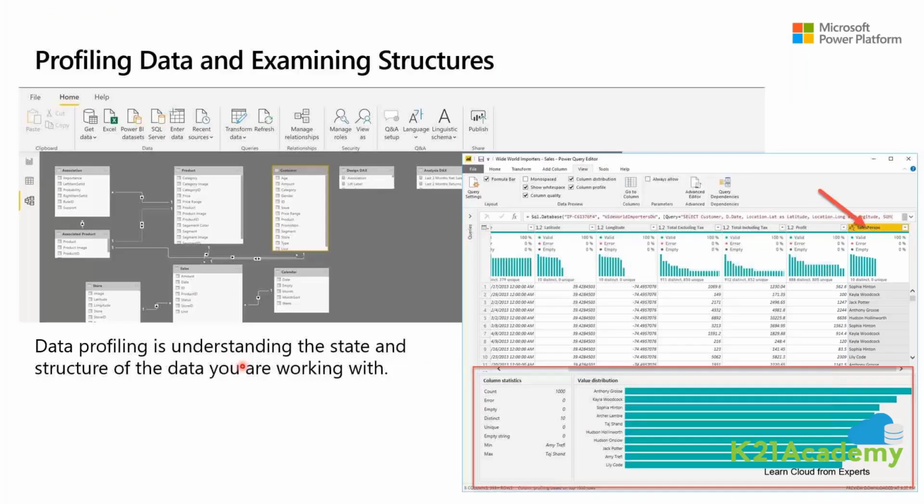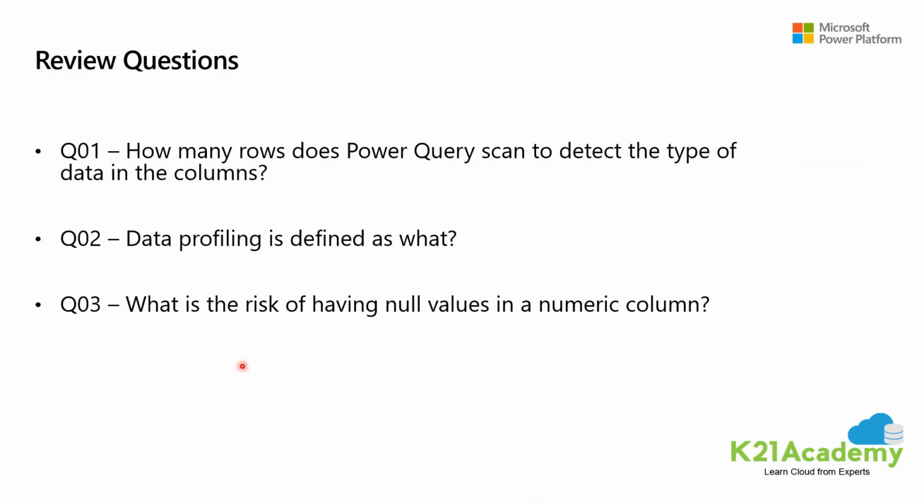So now over to the slide again, and let's have some questions. How many rows does Power Query scan to detect the type of data in the columns? Do you know the number of rows count? It is 1000. Okay, data profiling is defined as what? And then finally, I can go for the third question. What is the risk of having null values in a numeric column? What do you think is the risk of having a null value in a numeric column?